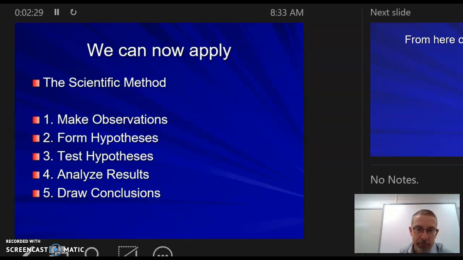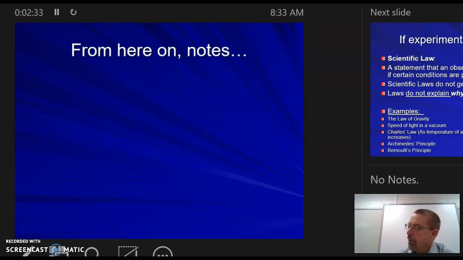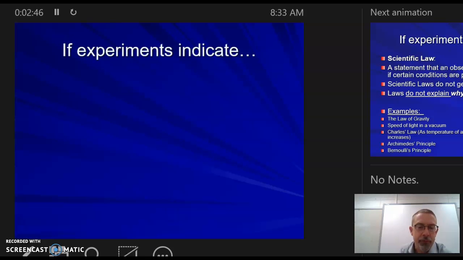Now here's what we're going to build from this. Once we've done that, we're able to start going a little bit further. So if you could take a couple of notes from here on out, it's not going to be a ton, but I want to explore where we can go from here. If we continue to get experiments that continue to verify our hypothesis, then we can construct one of two things. One of these is a scientific law. And a lot of people misunderstand the words law and theory.